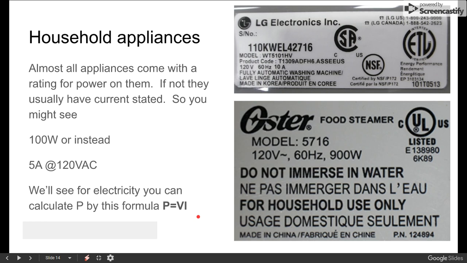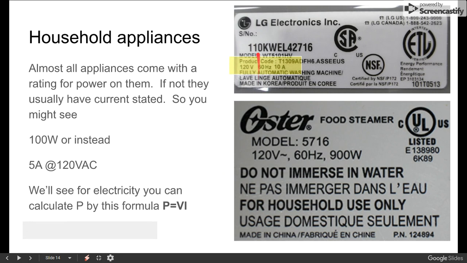Continuing on from amp hours versus watts, let's look at how household appliances are rated. So here are two rating tags off two different appliances. They've got all the proper safety features to indicate how they were created, that they've complied with various government standards. And they report power in two different ways.